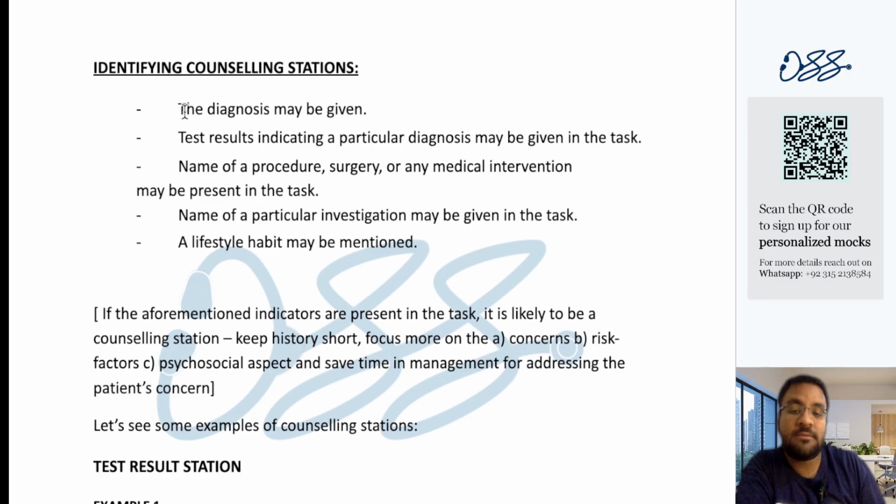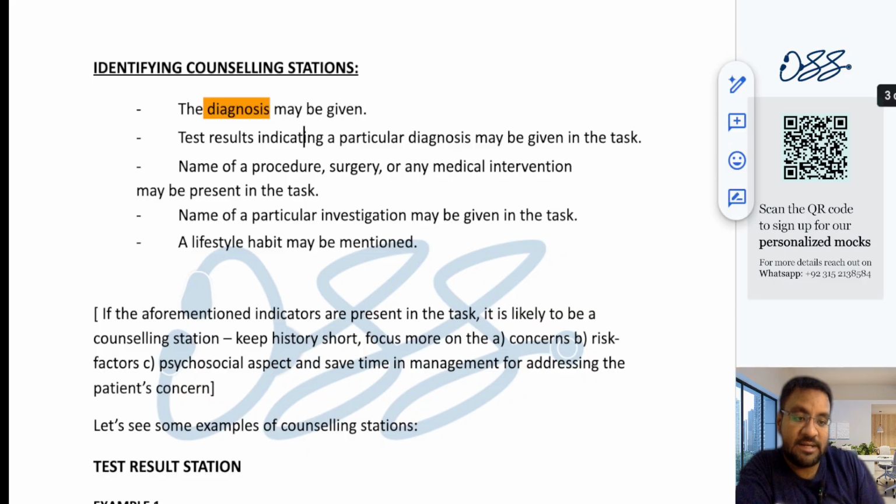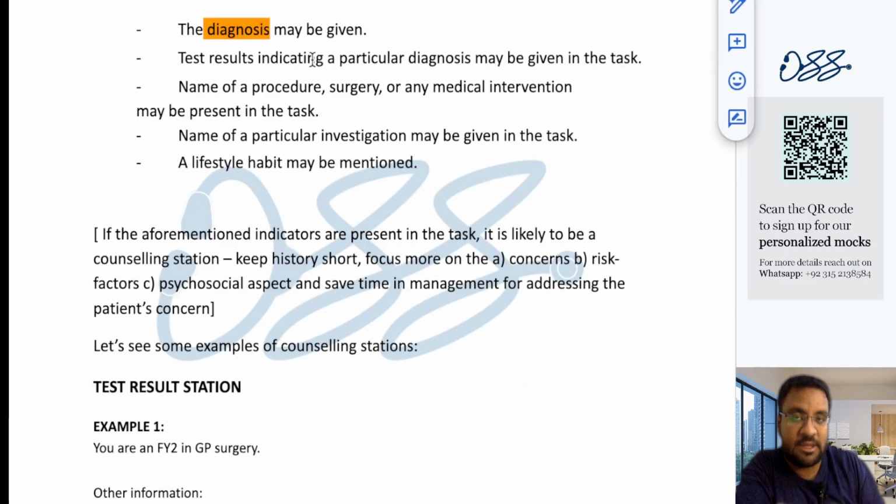Okay, but what you need to identify in a task to label it as a counseling station, and take the counseling approach, is, number one, a diagnosis may be given. The diagnosis may be written down in the task, which indicates that you don't need to do a history based approach, the diagnosis is already there. If the diagnosis is not there, then test results leading to a particular diagnosis may be there.